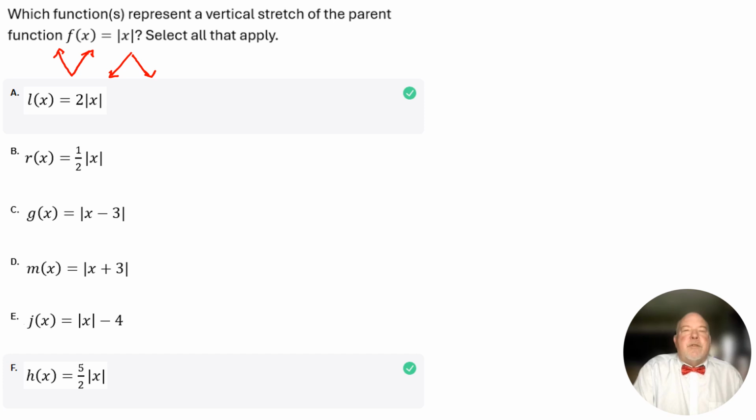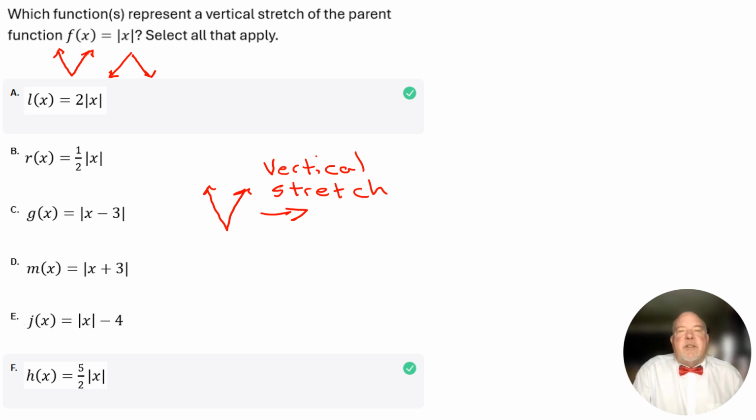Now, for a vertical stretch, what they're talking about, let's just draw this little simple graph, and I want to show you what a vertical stretch looks like. So what's that talking about? What that means is it would take the parent function, the starting V, and it would make it wider, like so. So that's what's known as a vertical stretch.